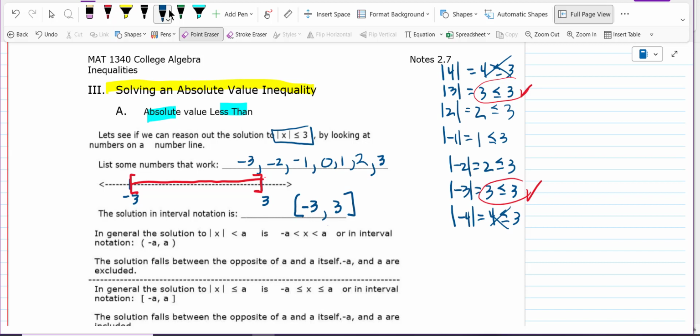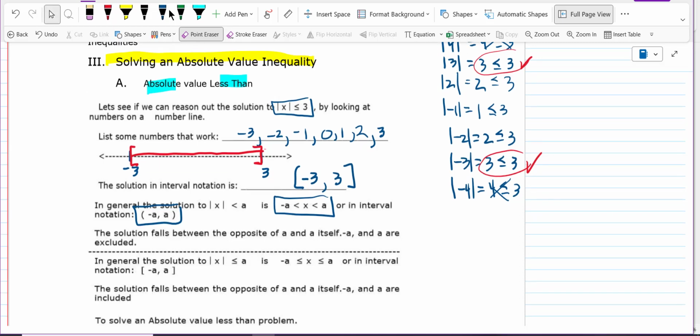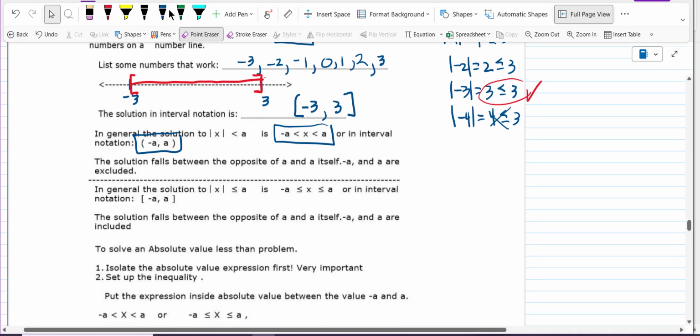In general, the solution to an absolute value of x less than some number a is going to fall between those two numbers, and in interval notation would look like that. So the solution falls between the opposite of a and a itself. Okay, so that's how this would go.